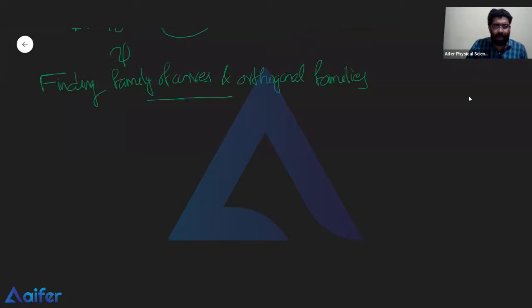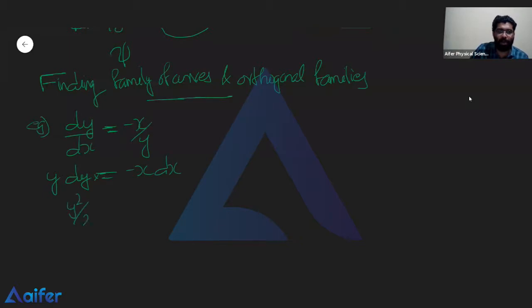Say you have a differential equation, say dy by dx equal to minus x by y. We can solve this one using the variable separation method. y dy equal to minus x dx. Upon integration, you get y square by 2 plus x square by 2 equal to some constant, that is x square plus y square equal to root 2 c whole square. Okay, I can write it like this.